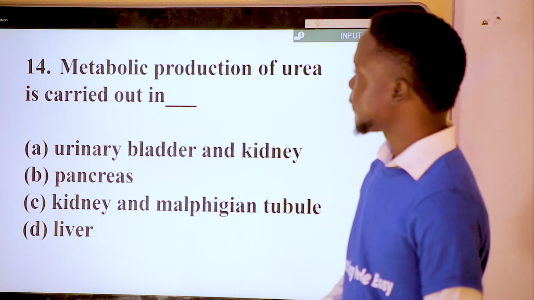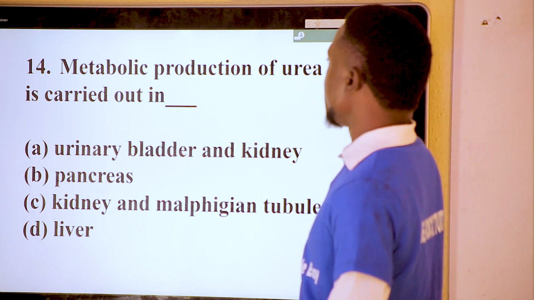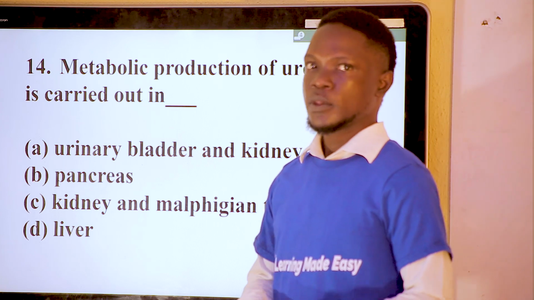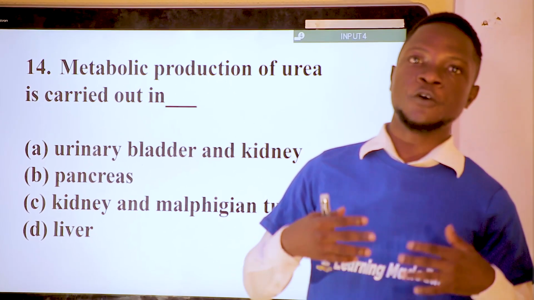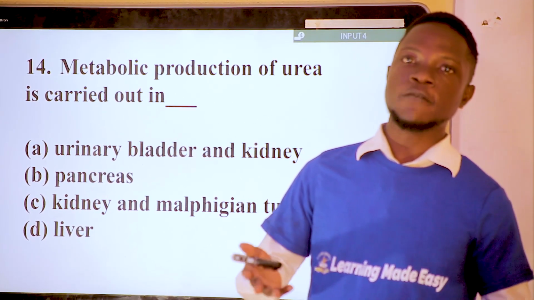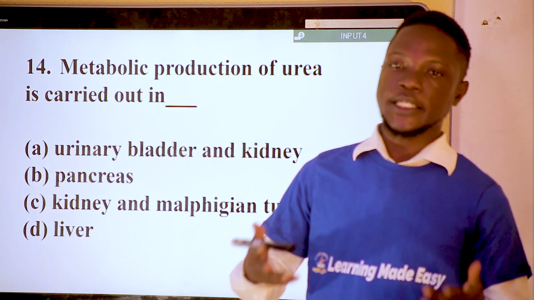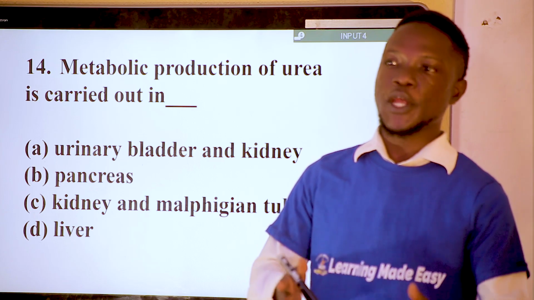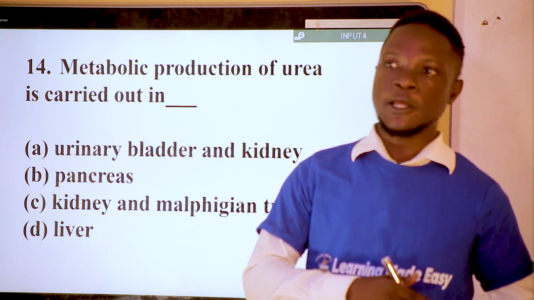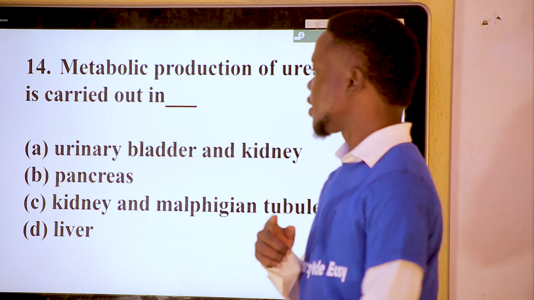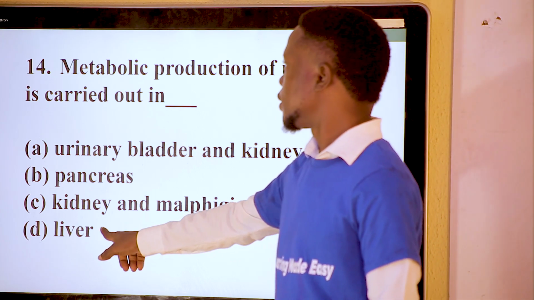Question number 14. The metabolic production of urea is carried out in dash. Now, the production of urea is carried out by the liver, while the excretion of urea is carried out by the kidney. So note the difference. Urea is produced by the liver, but excreted by the kidney. So that makes our answer option D.